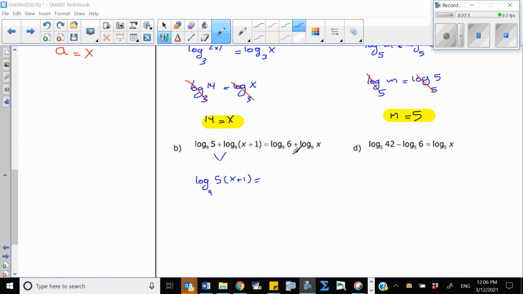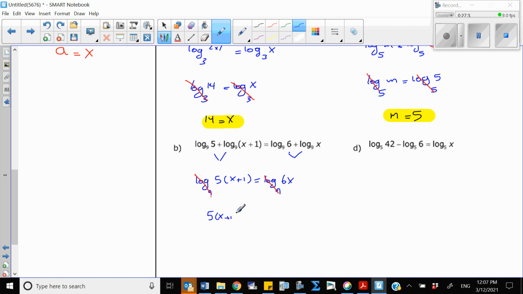And the right side, again, we have another addition. So I'm going to rewrite that as log base 9 of 6 times x. Okay, now I have one log on each side. And the bases are the same for both of them, so I can drop them and say, okay, what do we have? We have 5 times x plus 1, just the arguments, equal to each other, equal to 6x.